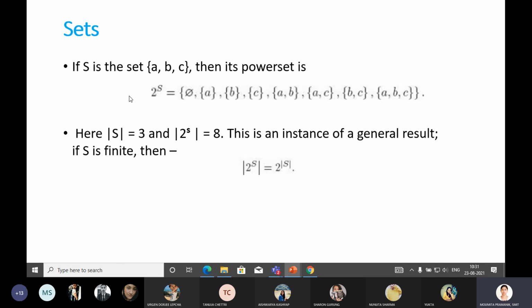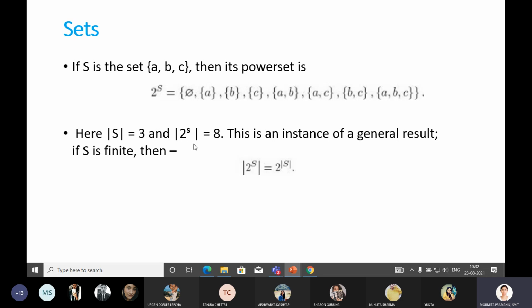If you find the size of this set ABC, what will the size be? The size will be 3. And what will be the size of the power set? That is 8. So this gives the relation: the size of the power set is 2 to the power of the size of the set. So we can find the size of both the set and the power set.